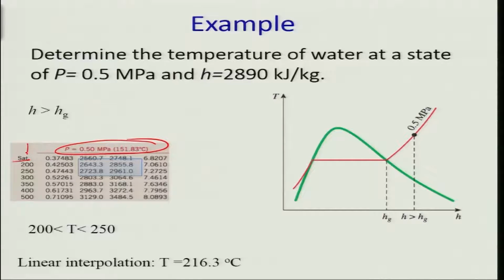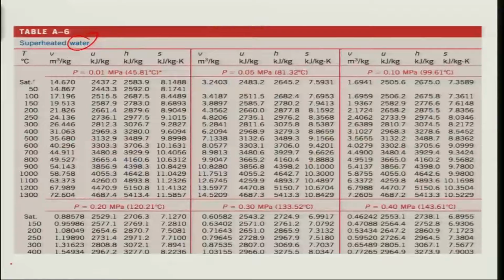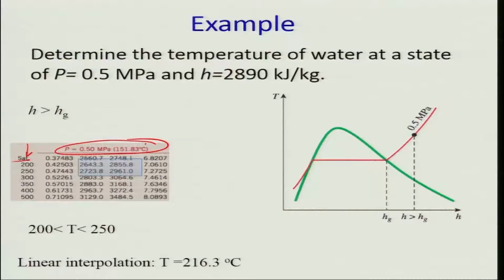For each of them you have the saturation temperature and the other variables. Okay, so let me again go back. The variables are V, U, H and S. So this is basically your H here. Okay.